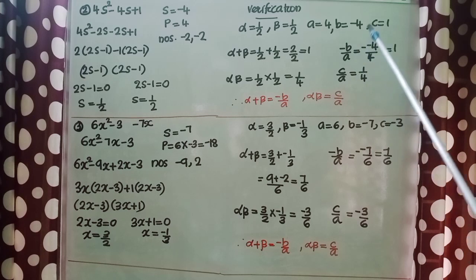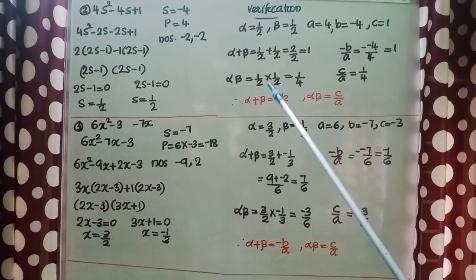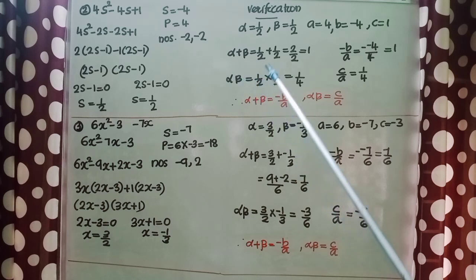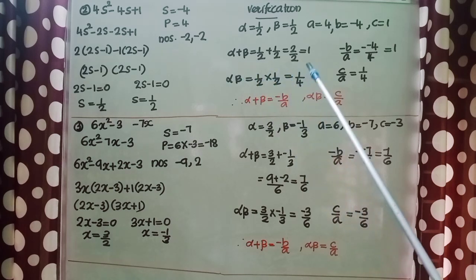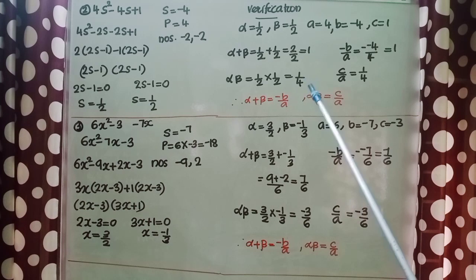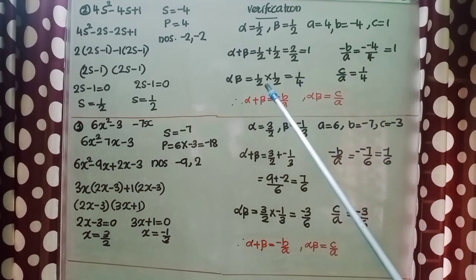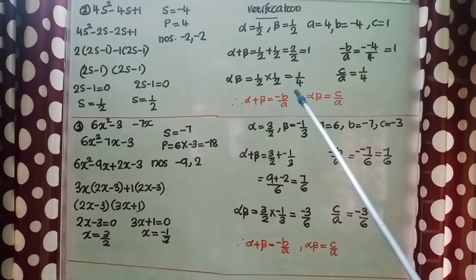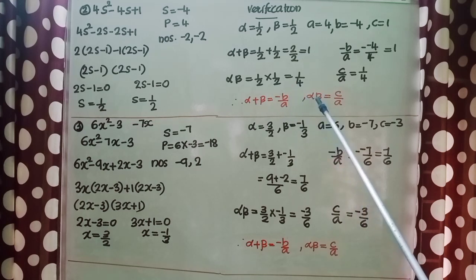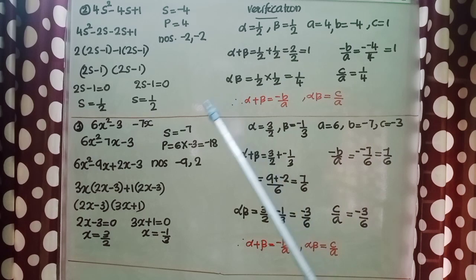Minus b by a = −(−4)/4, that is also equal to 1. Alpha beta = 1/2 into 1/2, that is equal to 1/4. C by a is also equal to 1/4. So we verified alpha plus beta equal to minus b by a, and alpha beta equal to c by a.